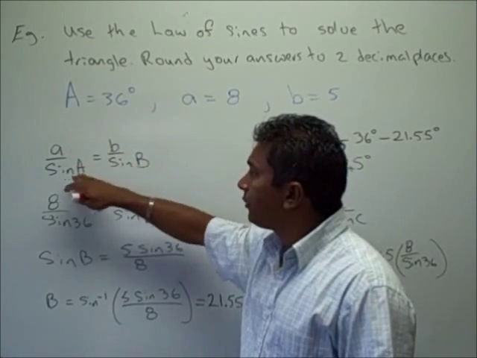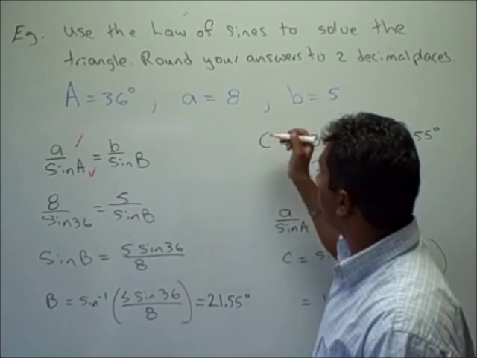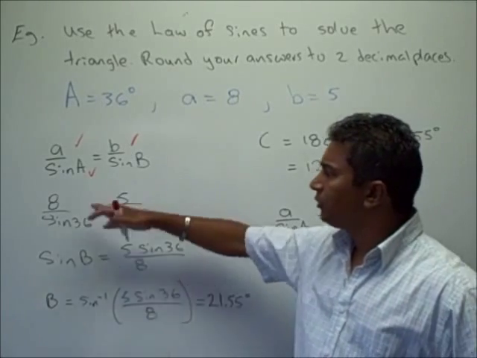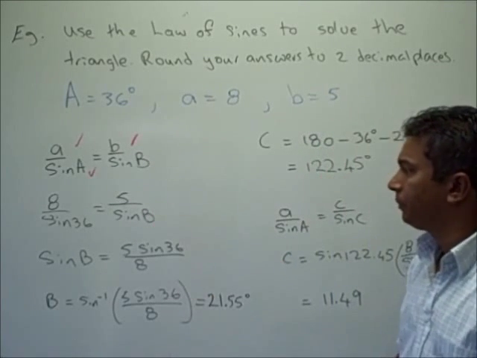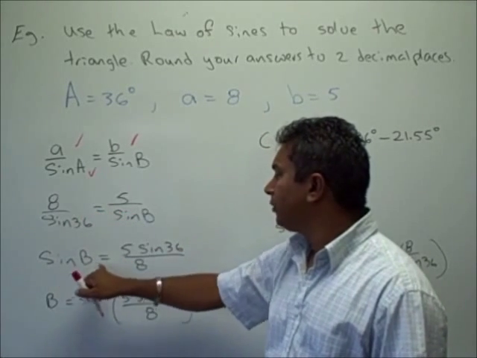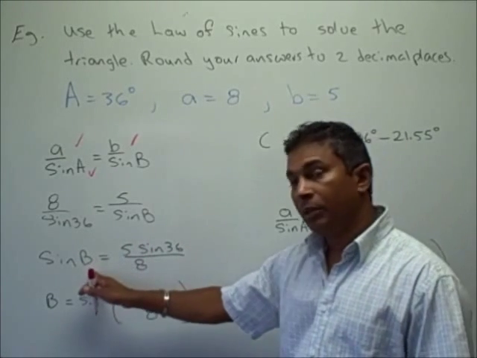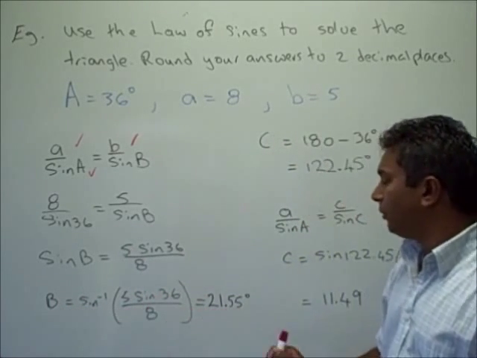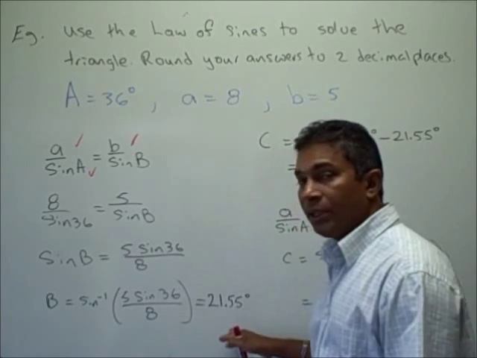We know from our sine rule that a over sine A is equal to b over sine B. We're already given a, angle A, and we're given b. So we can solve for angle B. Substituting, we have 8 over sine of 36 is equal to 5 over the sine of B. If we simplify this by using cross multiplication, we get the sine of B is equal to 5 times the sine of 36, all over 8. To find angle B, we take the inverse sine, or arcsine, of all of this, and this comes out to be 21.55 degrees. So now we have angle A and angle B.